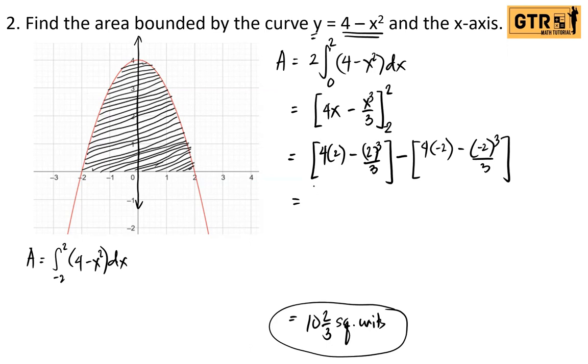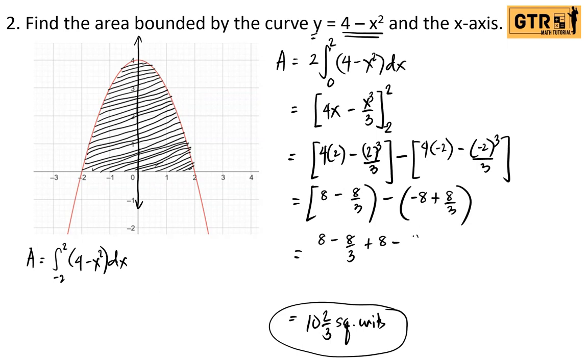Okay, so we have 4 times 2, we have 8 minus 2 cubed. So that is equal to 2 cubed is 8 over 3 minus 4 times -2, that will be -8. And then negative 2 cubed, that is -8. But we have negative here, so that is positive 8. Okay, over 3. So simplify. So let's change the sign of this because of the negative sign. So we have 8 minus 8 over 3, negative of negative, that will be positive 8, and then minus 8 over 3.